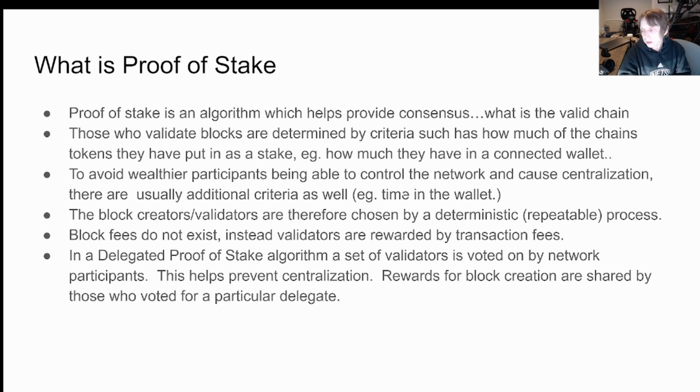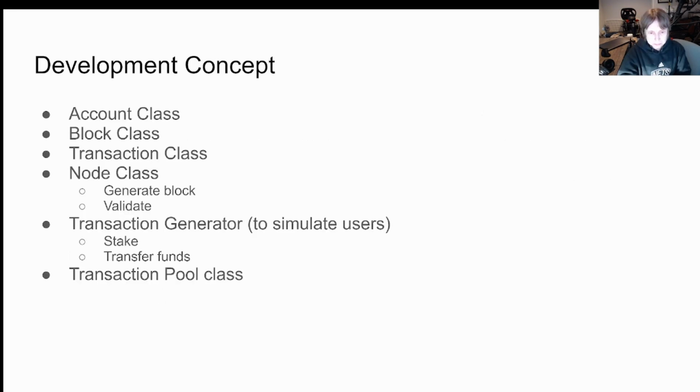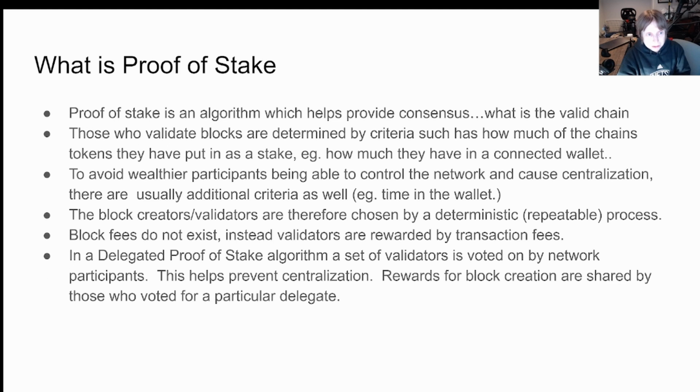Okay, so what is proof of stake? Proof of stake is an algorithm which helps provide consensus. What is the valid chain? Those who validate blocks are determined by criteria such as how much of the chain's tokens they put at stake.